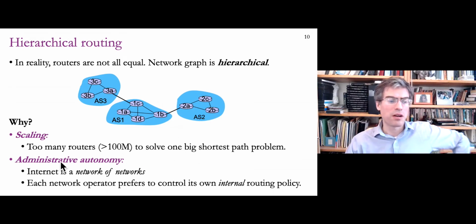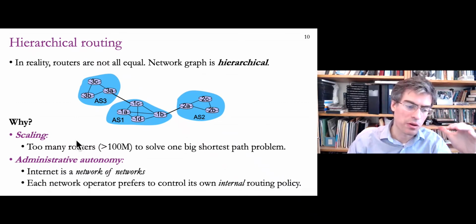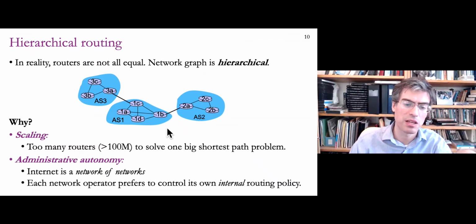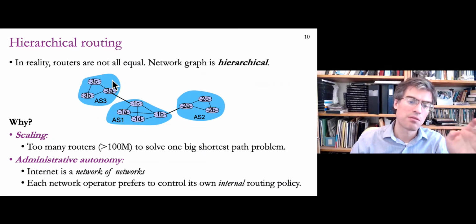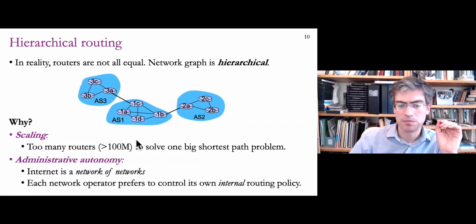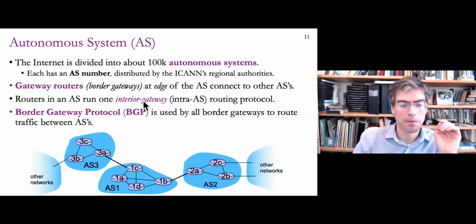By doing this, not only do we make the problem smaller, we also create administrative autonomy, so the internet can behave like a network of networks, where these autonomous systems are usually different companies or organizations. Like one of these might be Northwestern's campus. Within each autonomous system, a different routing algorithm can be used, and that can be managed independently.